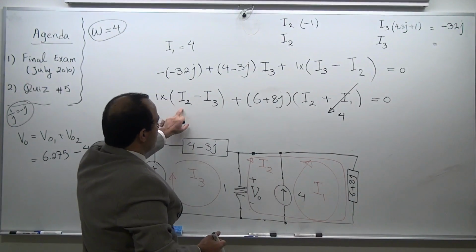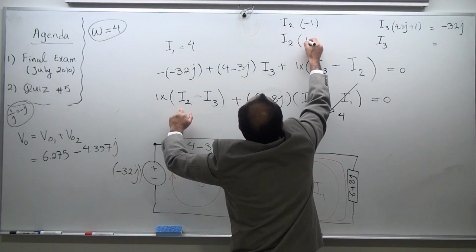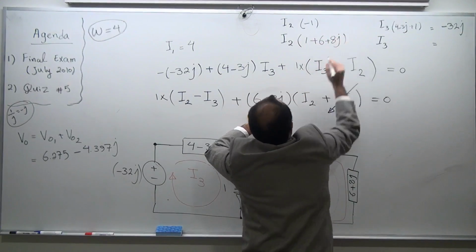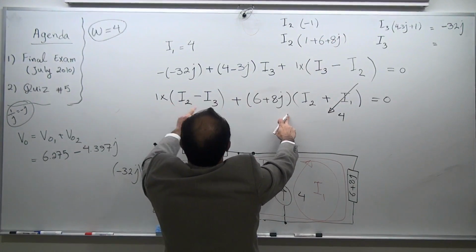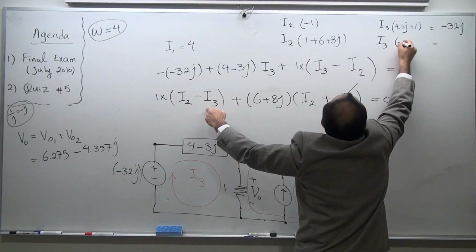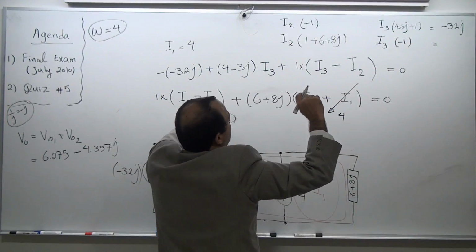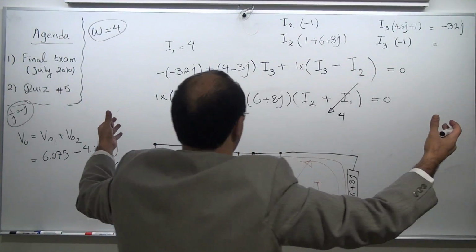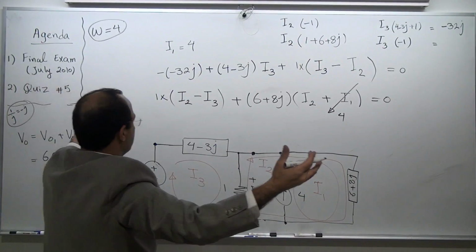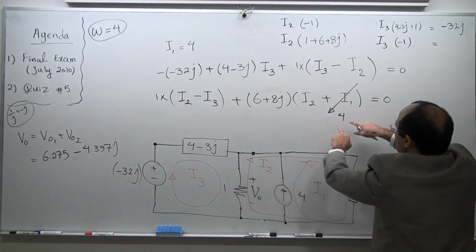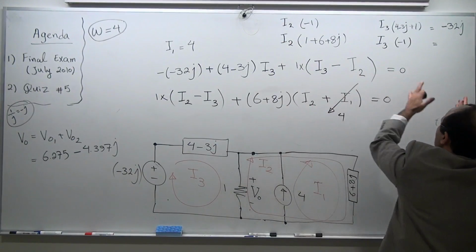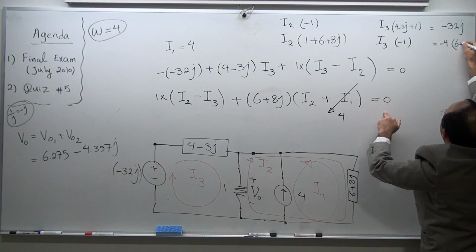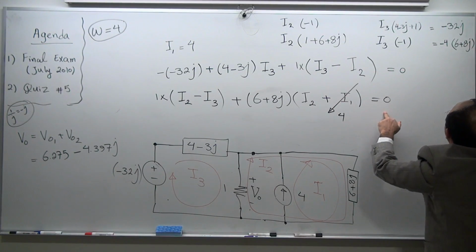So this is I2. I2 is 1. Then I2 is this. That's the second one. And I don't have anything else. I have I3, and I3 is going to be minus 1. I hope I haven't made any mistake. Hopefully everything is fine. Do I have a constant? I don't have a constant. 4. Oh, 4, yes, this 4 is there, right? So this 4 is going to be multiplied by this, and I take it to the other end. So it's going to be minus 4 times 6 plus 8j.